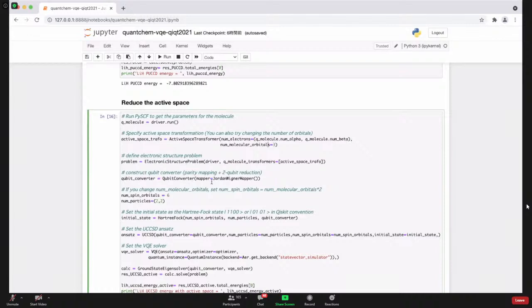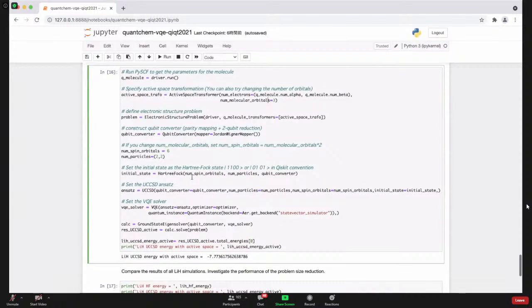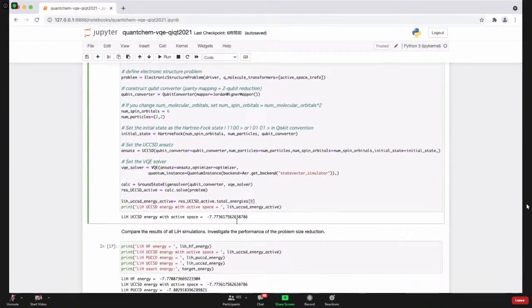And here I'm using, oh no, this is the Jordan-Wigner mapper, sorry. And so the number of spin orbitals is changing. It should be 3 times 2 here, so it's 6, and the number of electrons hasn't changed. And the remaining is all the same here. And we finally get the energy like this.